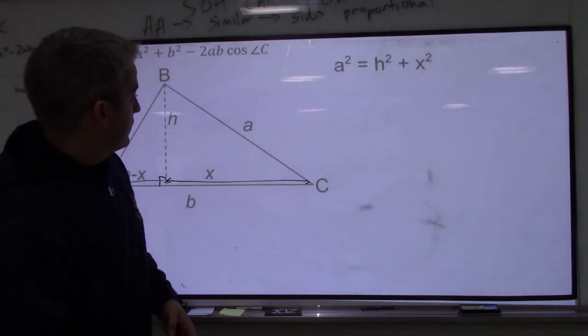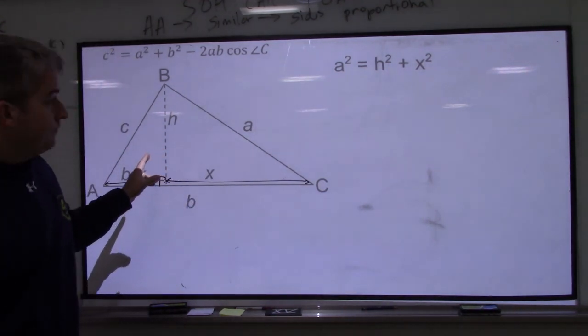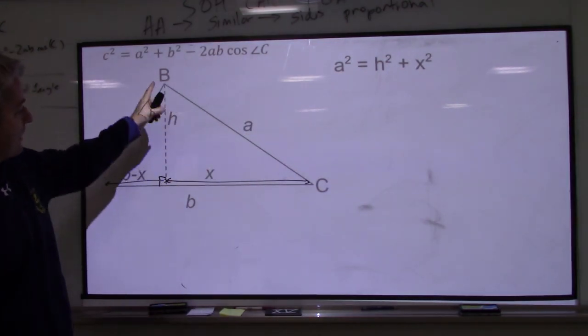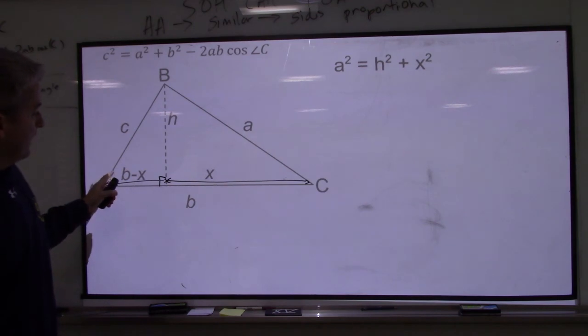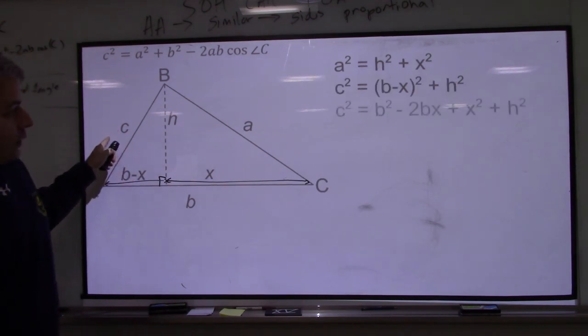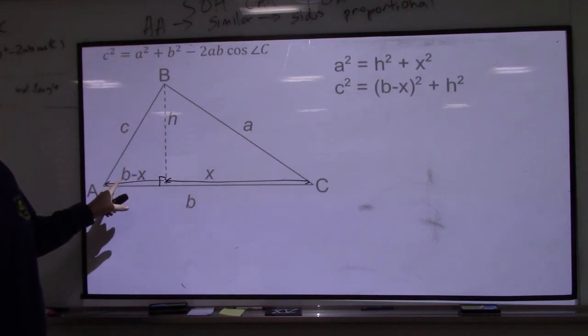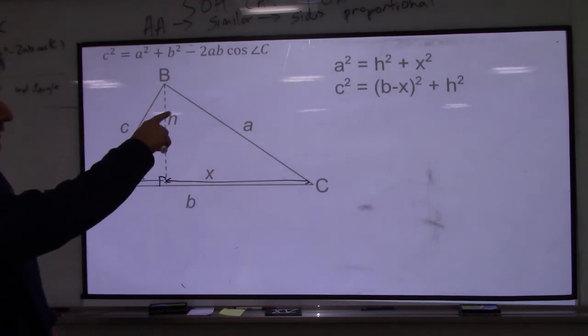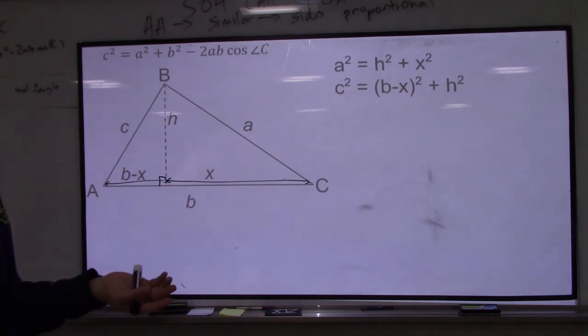Okay, here we go. So we have our figure here. A squared is equal to h squared plus x squared. Also on the other side here, I'm going to use this right triangle and say c squared is equal to this side squared plus this side squared. Still Pythagoras. C squared is equal to (b minus x) squared plus h squared.